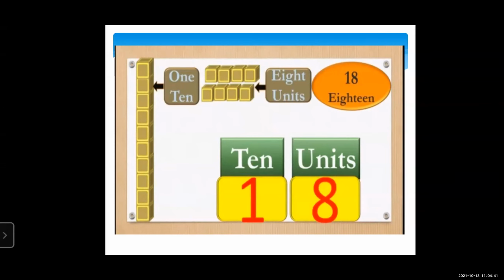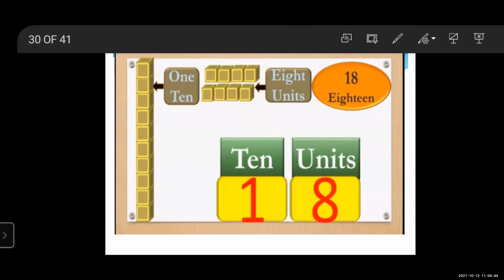Let's see, there is a 10 because 10 blocks are in one group, in one bundle. That is called 10, and 8 units. How many units? See, 1, 2, 3, 4, 5, 6, 7, 8. 8 units. How to spell the word 18? E-I-G-H-T-E-E-N. 18. And how to write 18? On the unit place, write down 8, and on the 10 place, write down 1.